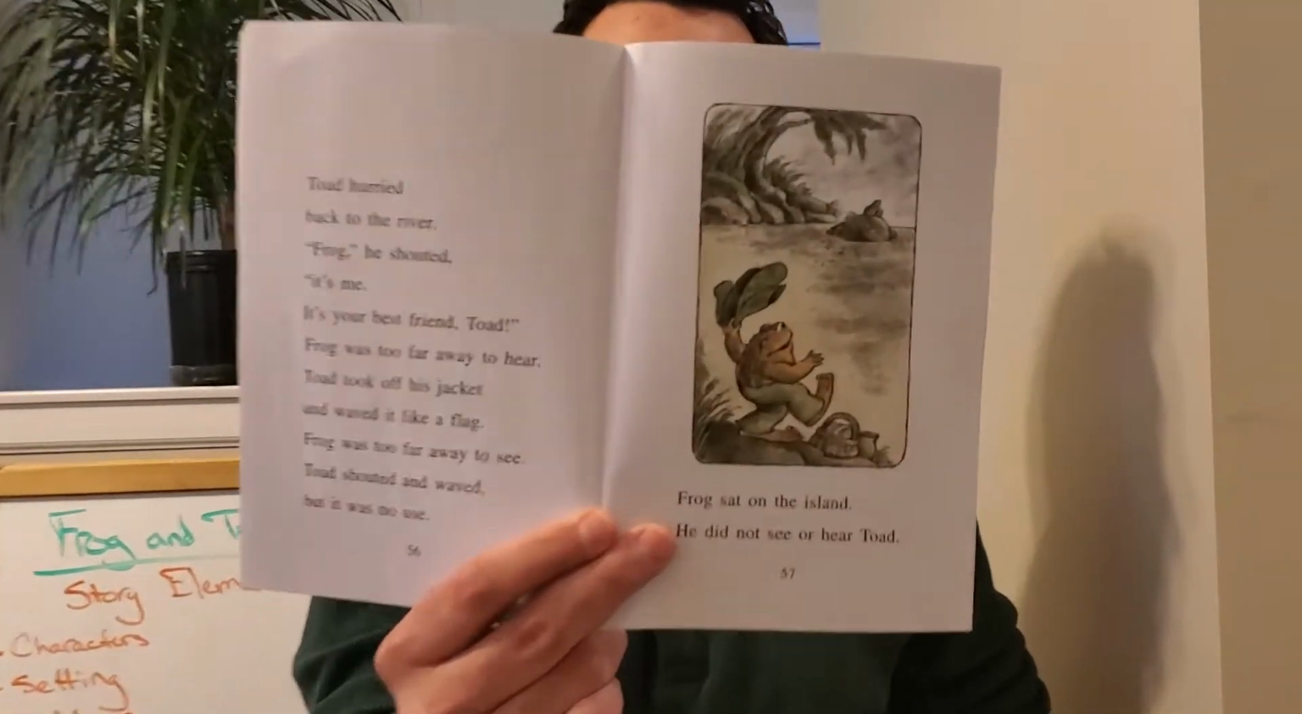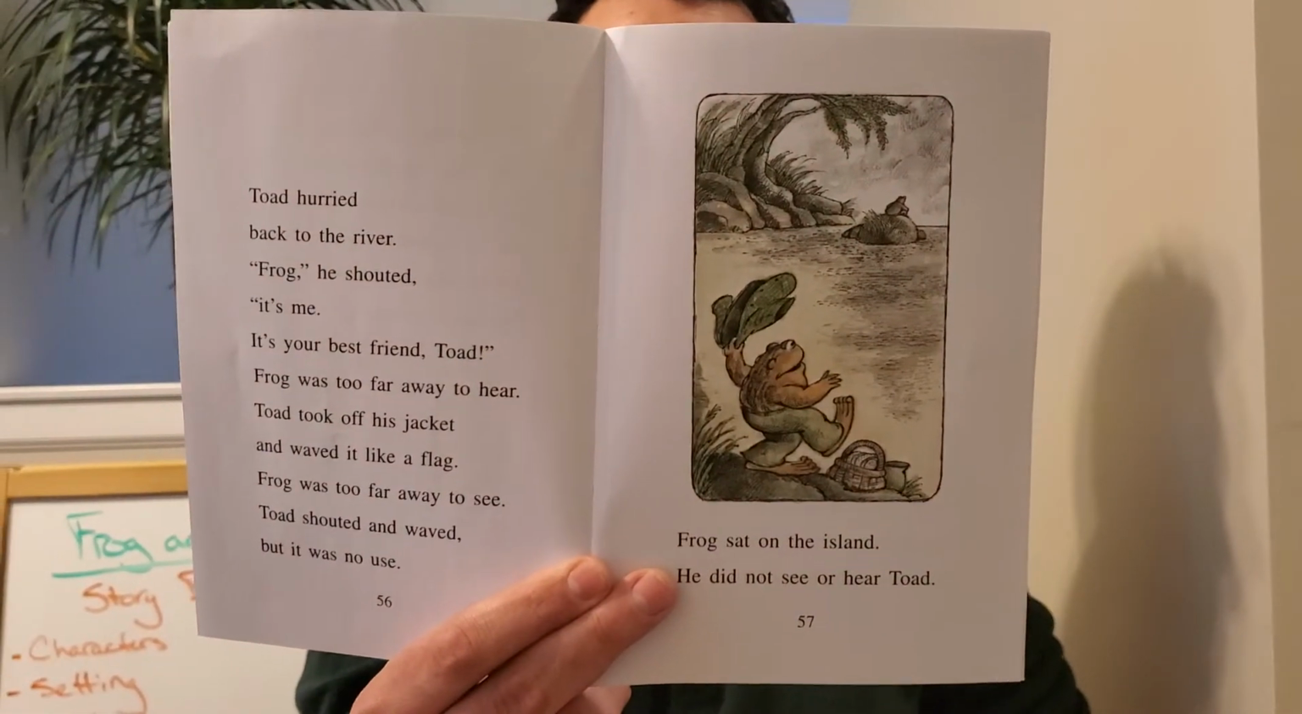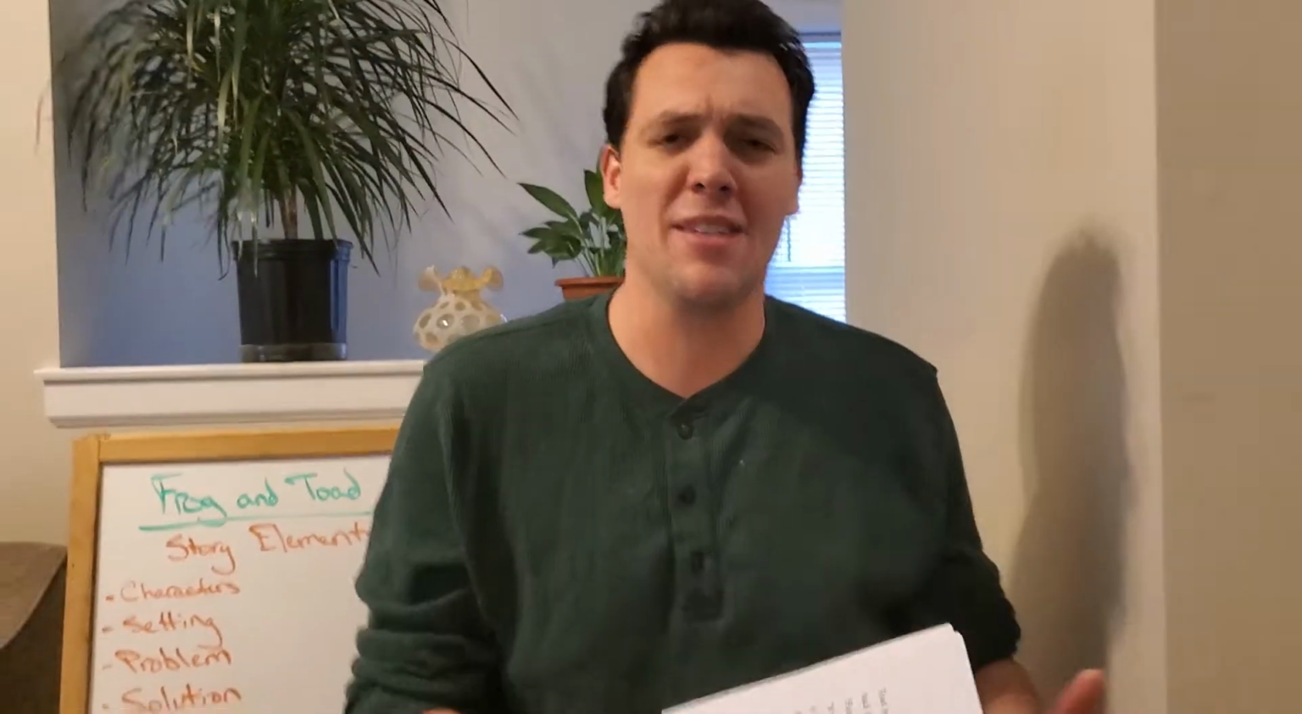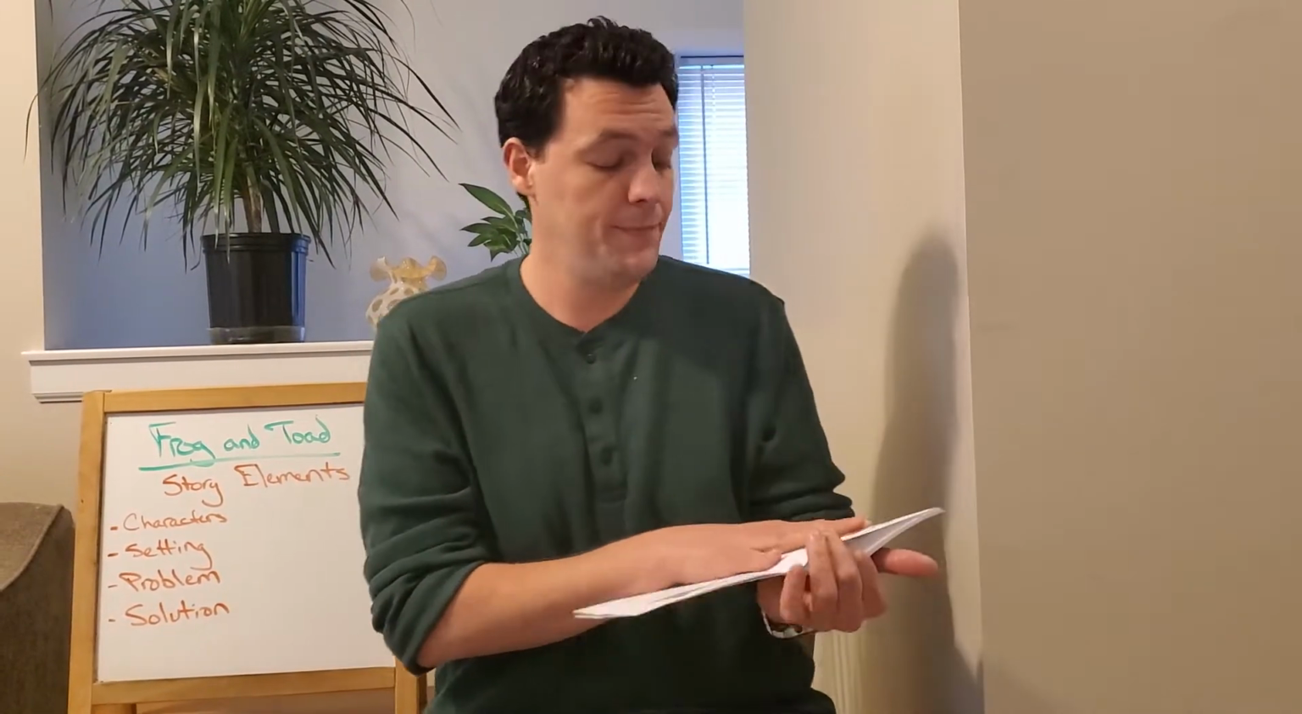So Toad's yelling for him. Frog can't hear him. Frog can't see him. He's alone on the island. I'm asking a question. Toad, did you get the hint? Frog said he wanted to be alone. So why don't you leave him alone? That's what I'm thinking to myself as I read.